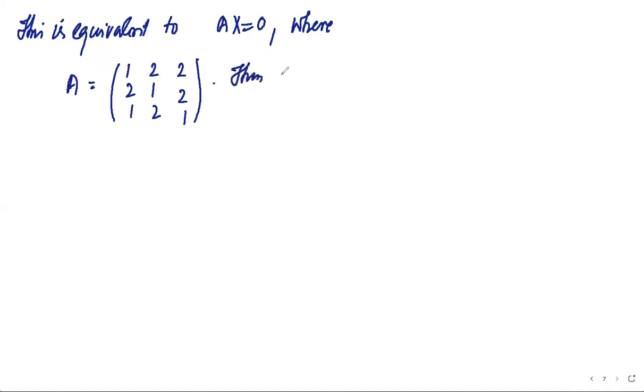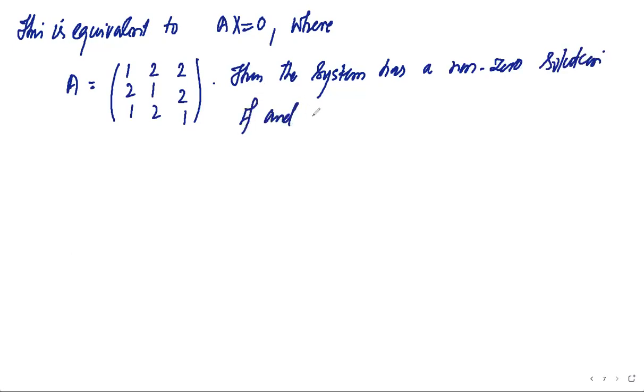Then the system has a non-zero solution if and only if determinant of A is equal to 0. या अगर rank की बात करें, rank of A should be less than 3, the number of variables. So therefore, what we have to evaluate is the determinant of A.